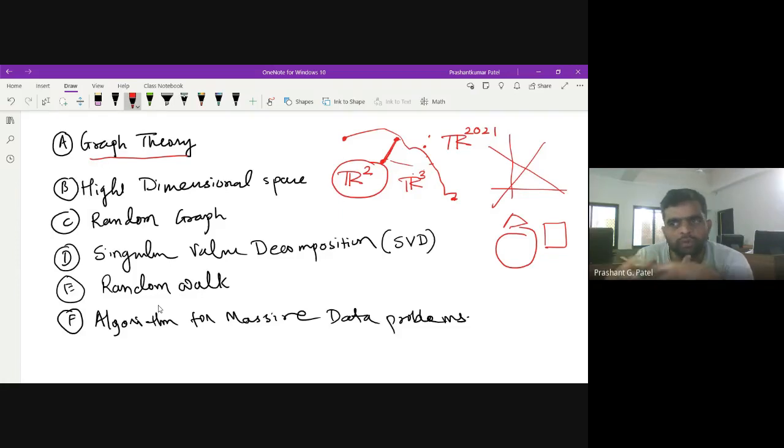So such problems we are discussing: under which situation the graph will be connected, under which situation the graph will have a giant component, under which situation the graph has a cycle, under which situation a graph has a shortest path, and how long a shortest path is possible to reach from one person to another person in the random graph.